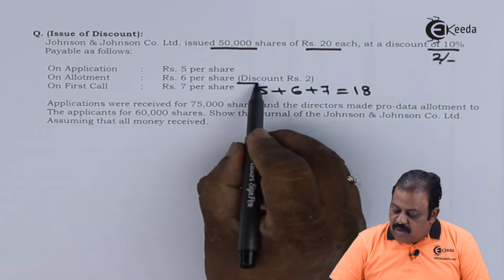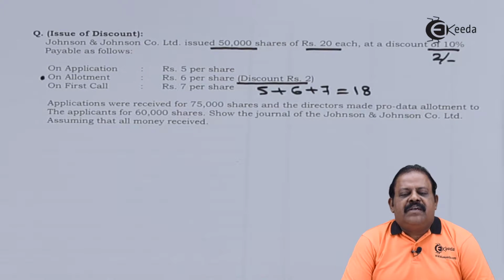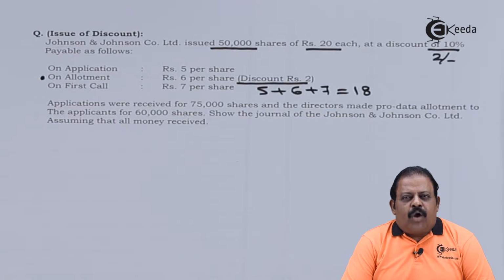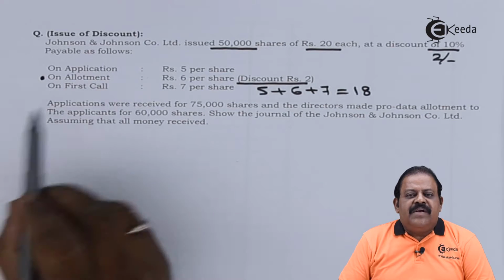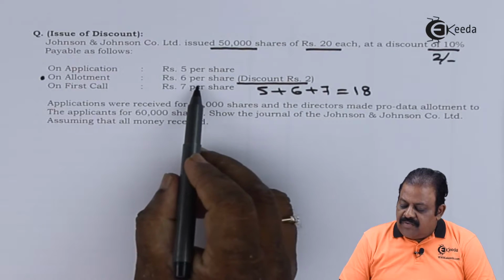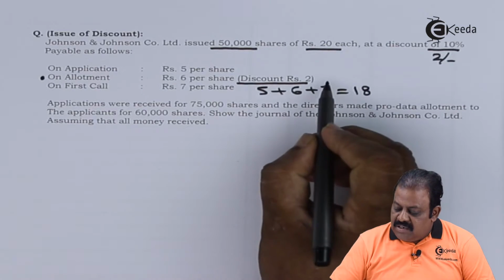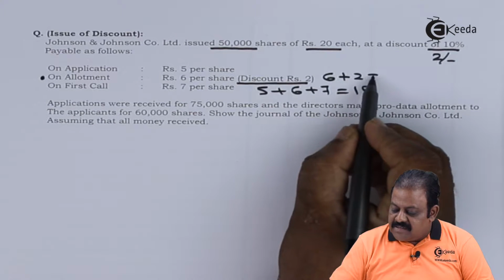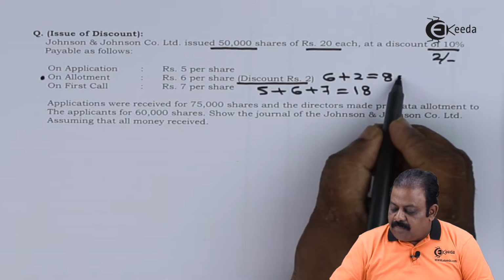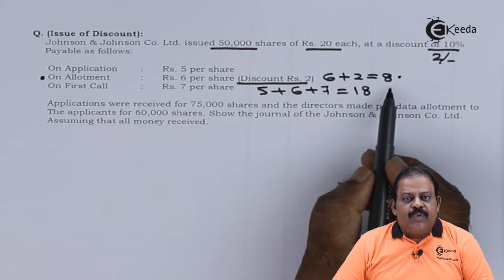Here they have said discount of 2 rupees we are required to adjust at the time of allotment. When problem is silent, we are required to adjust discount amount at allotment stage. Here clearly they have given that at allotment stage we are required to adjust the discount. In other words, 6 rupees we have to take from the shareholder, 2 rupees discount. So at the time of allotment, total amount adjusted will be rupees 8 including discount.